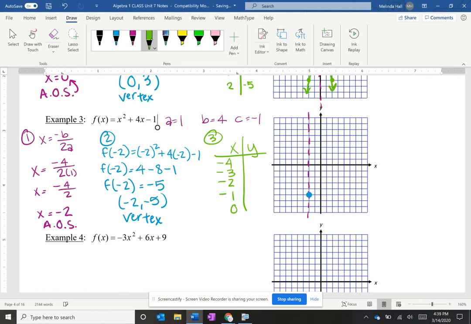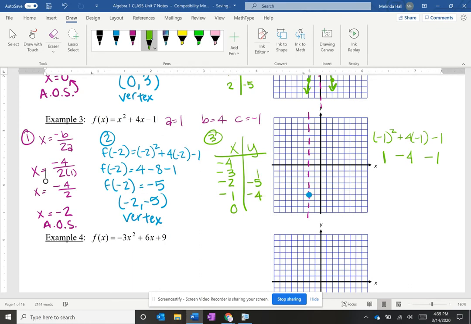So we know at negative 2, it's already at negative 5. If I plug in negative 1, and since these are some uglier numbers, I'm going to write it out. But we would have negative 1 squared plus 4 times negative 1 minus 1. Negative 1 squared is positive 1. 4 times negative 1 is negative 4. And then that minus 1 just gets to stay. So 1 minus 4 is negative 3. And negative 3 minus 1 is negative 4.